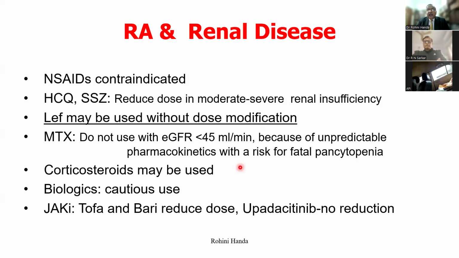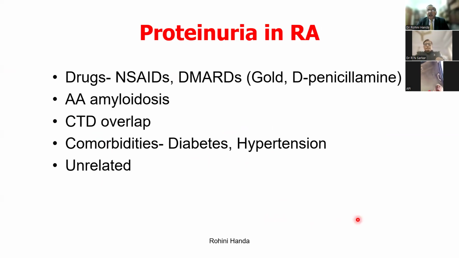Rheumatoid arthritis with CKD: anti-inflammatory drugs are contraindicated. Leflunomide is the go-to drug and can be used without modification. You need to reduce dosages of methotrexate. Hydroxychloroquine and sulfasalazine also need dose reduction. And upadacitinib, which is not available in our country, needs no dose reduction.